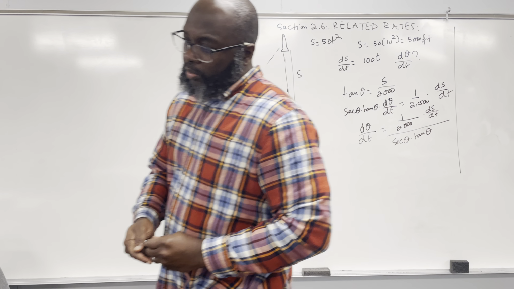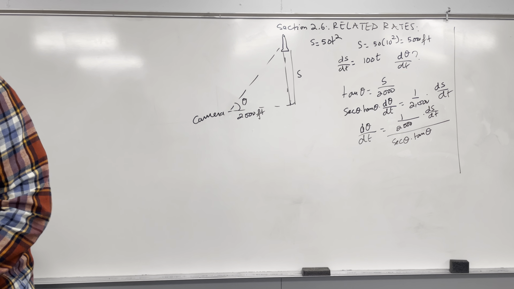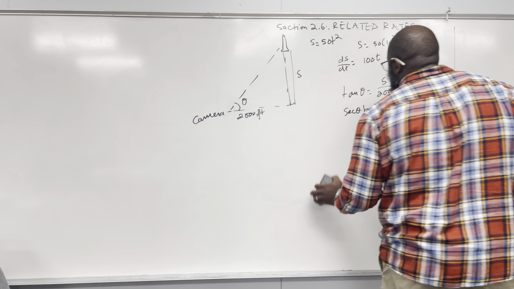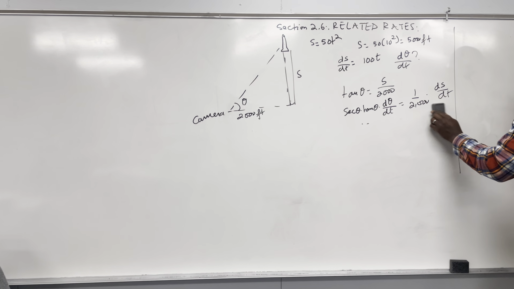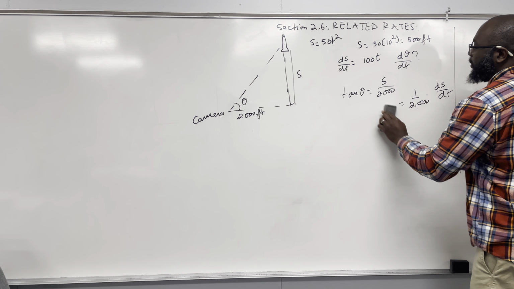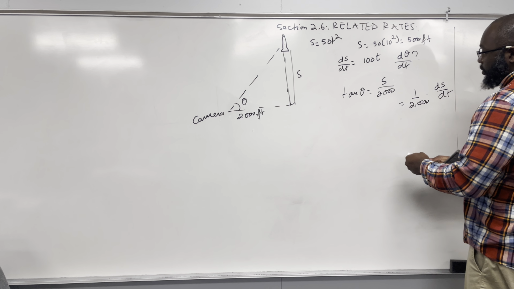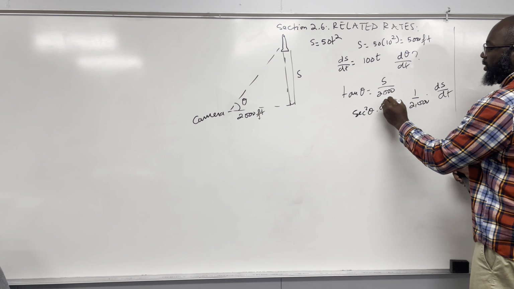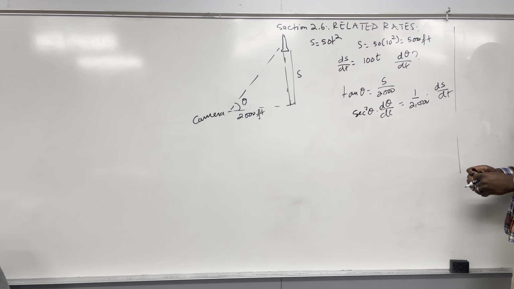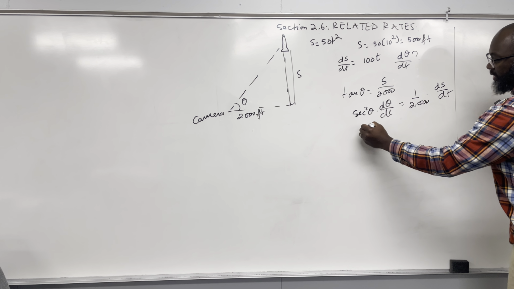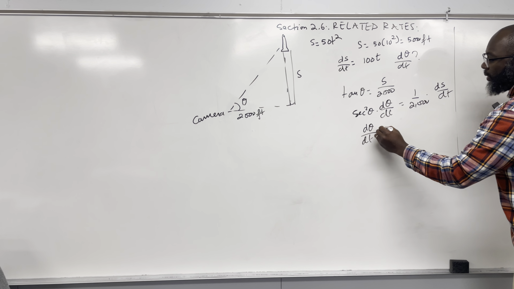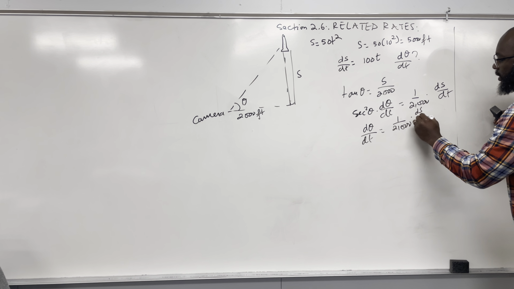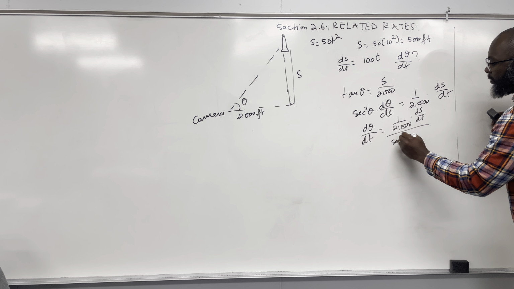Aiden, hold on a second. Let me double check. Is the derivative of tangent theta secant? No, I thought it was secant squared. Secant squared. Oh my goodness. This is terrible. Alright, let's fix it. Yeah, I knew someone wasn't right. So it's going to be secant squared theta times d theta over dt. That's the only thing that changes. And then to find d theta over dt, it's going to be 1 over 2,000 times ds over dt, the whole thing over secant squared theta.